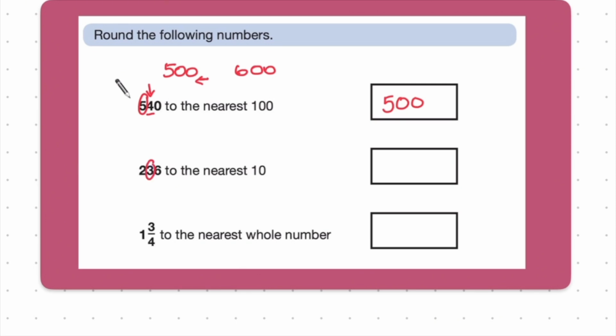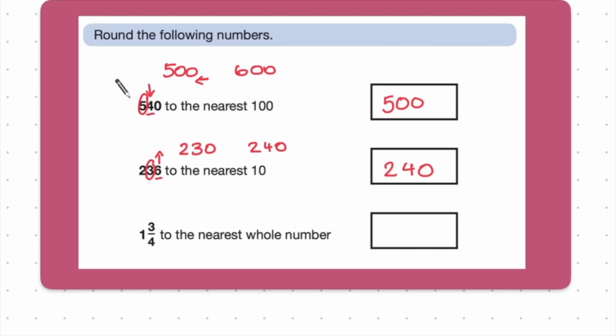236 to the nearest 10, circle our 10, underline our bossy number. He's telling us to go up to the next 10 because our options could be 230 or 240, and we know 36 is closer to 40. So 236 to the nearest 10 is 240.